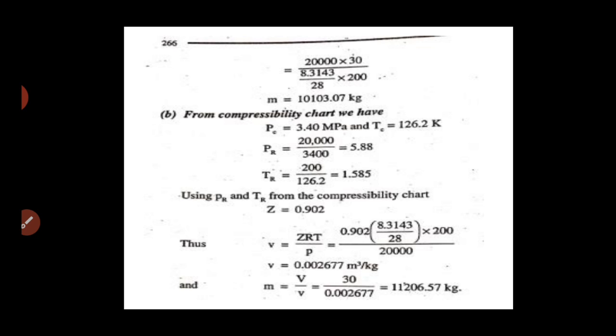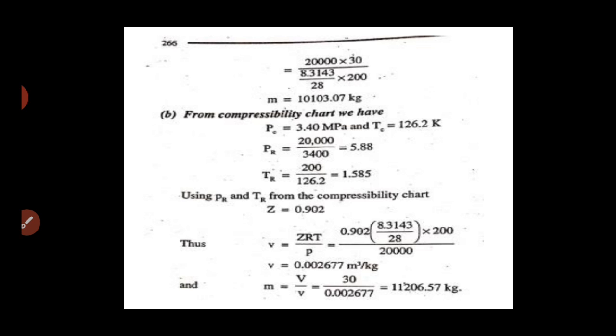In the chart you will not get 0.902, you will get only 0.9, because they are not accurate to those 3 digits. Now we know that PV is equal to ZRT, so V is equal to ZRT divided by P. Z we have found out as 0.902.